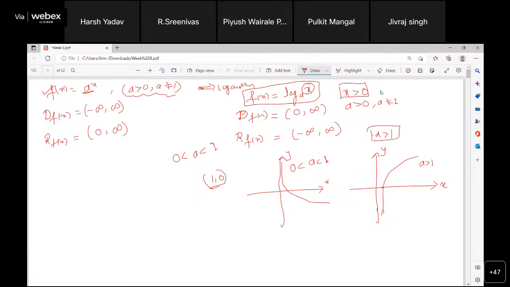Okay. So then there are two things. One is the natural log, and the other we generally call the common log. So what is the natural log?